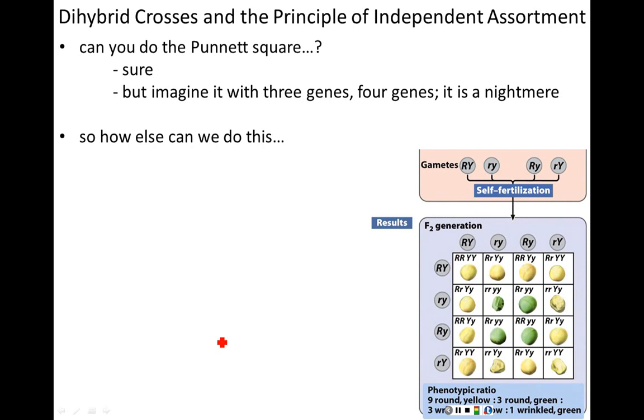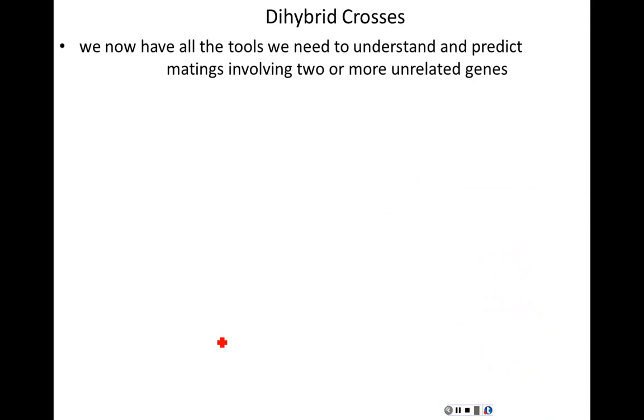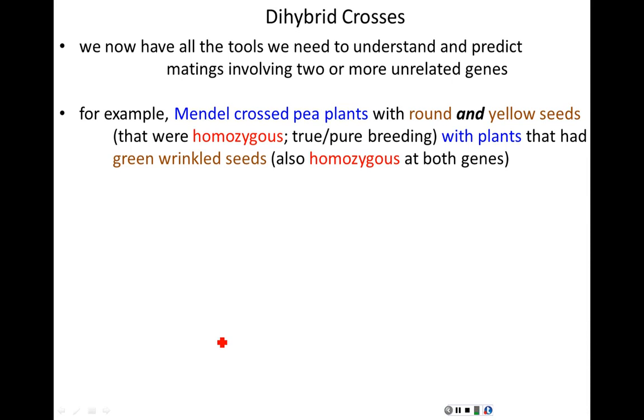So how else can we do this? How else can we do this problem? Especially since I'm not allowing you to use Punnett squares for dihybrid crosses. We're going to use those probability skills we honed at the beginning of the lecture. So we now have all the tools we need to understand and predict the matings that involve 2 or as many as we want unrelated, unlinked genes on different chromosomes.